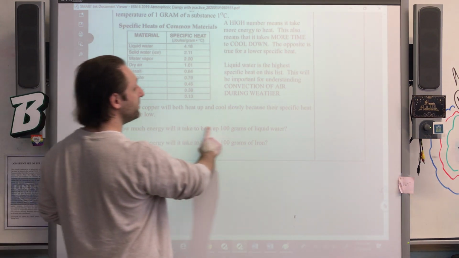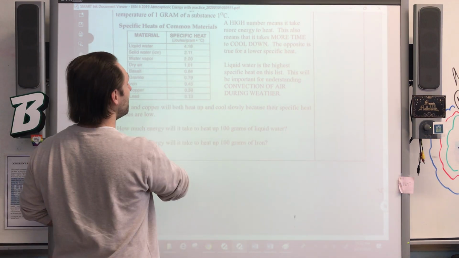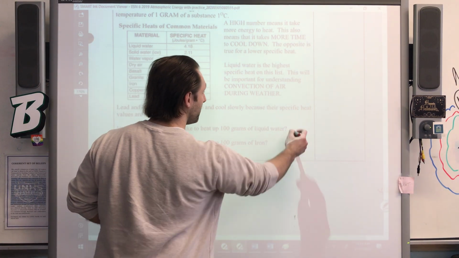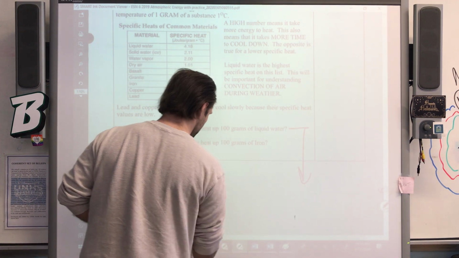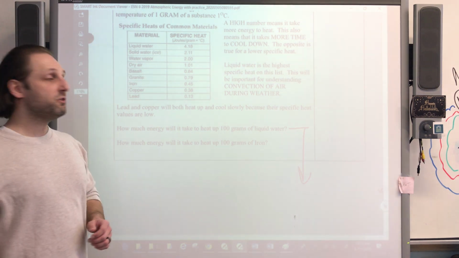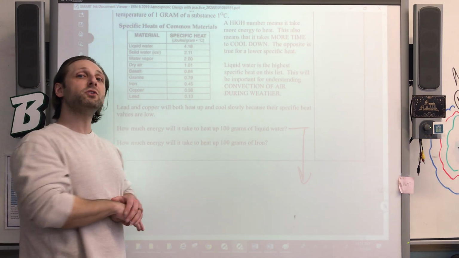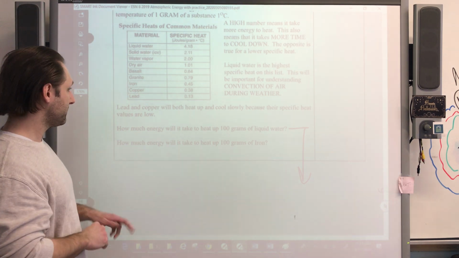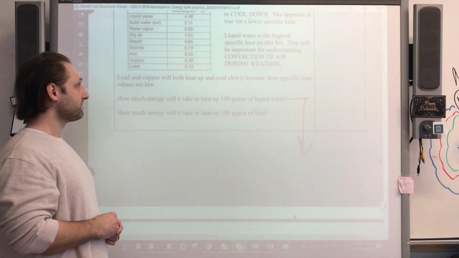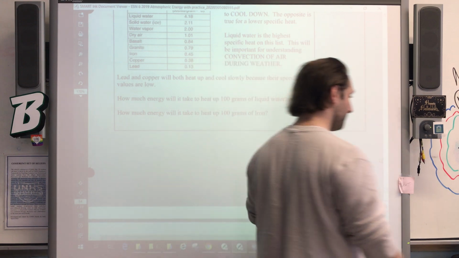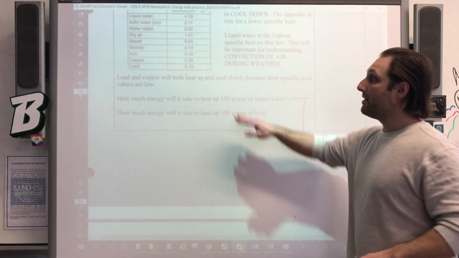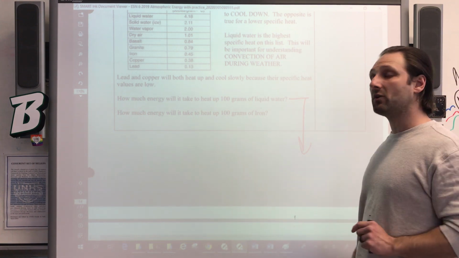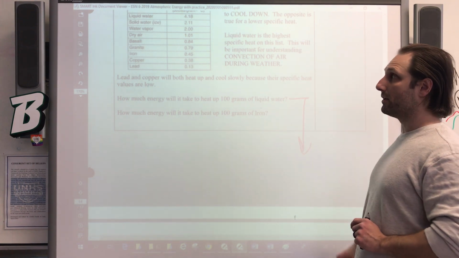Let's talk about how to utilize these values with a question. Pause the video now, try to sort out the solution, and then we'll come back and we'll share it. Okay? All right, so this says how much energy will it take to heat up 100 grams of liquid water.